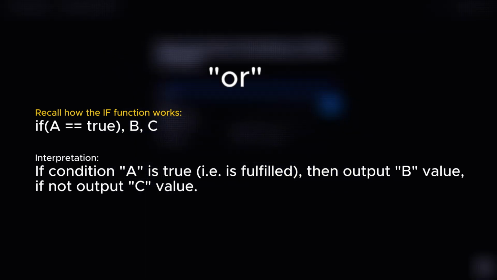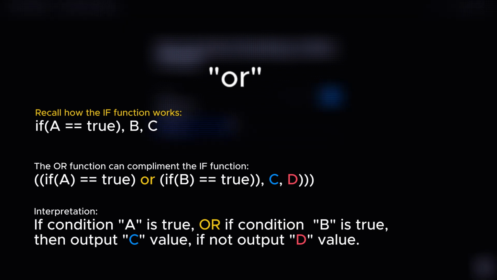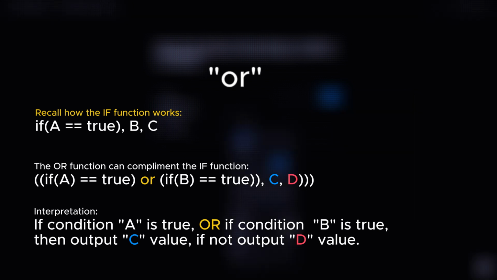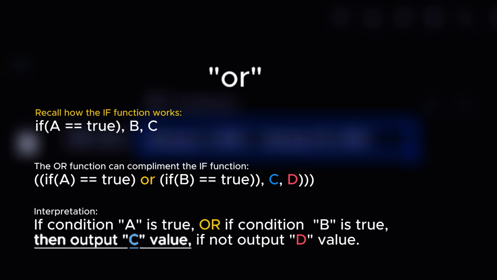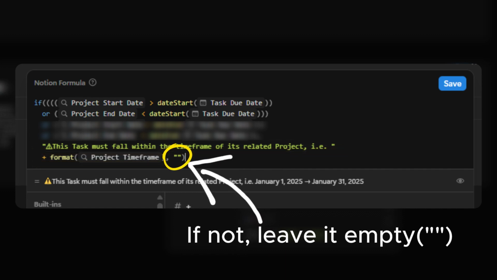Remember how we learned earlier that the if function says if A happens, then do B. Well, the OR function in this context serves as a kind of wingman to the if function, giving you some extra power to add more conditions to the original condition. To put it simply, the OR function basically allows you to tell the system, if A or B happens, then do C. So based on this new knowledge, we can interpret the first 2 lines of the formula as, if the project start date comes after the earliest time of the task due date, or if the project end date comes before the earliest time of the task's due date, then show us the error message.